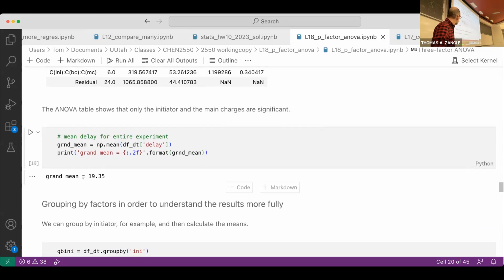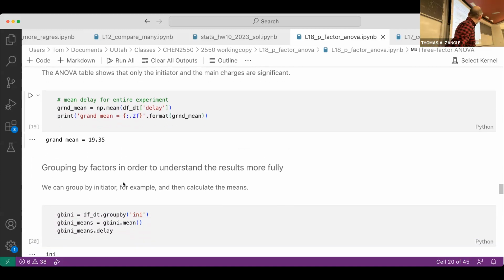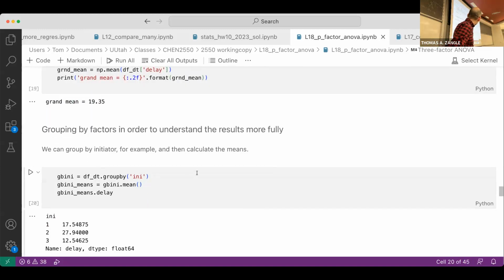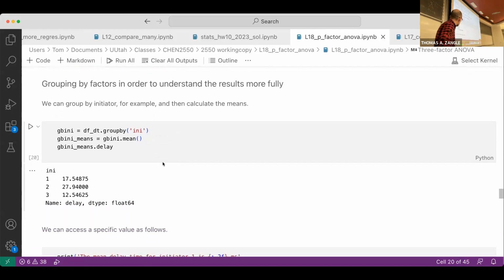So in this case, now we're finding the grand mean. It's just the mean of all the delay time of 19.3 milliseconds. So we can then, looking at these results, just as we did in the previous example, look at different groupings, and use that to try to understand what the impacts are. Because again, we have this multi-dimensional data set.